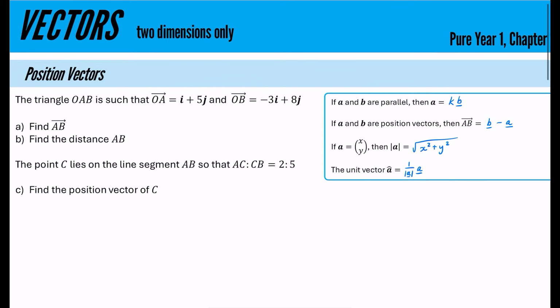Okay, so we're going to do 3 examples. One is about position vectors, one is with modelling, and then one is one of the trickier parts of vectors at the end with geometric properties.